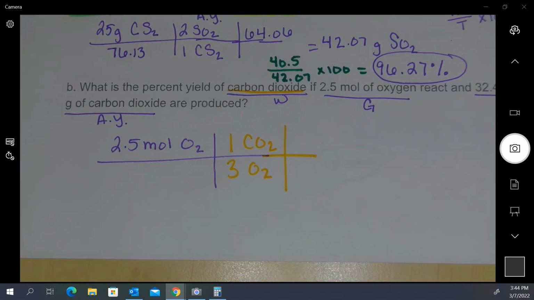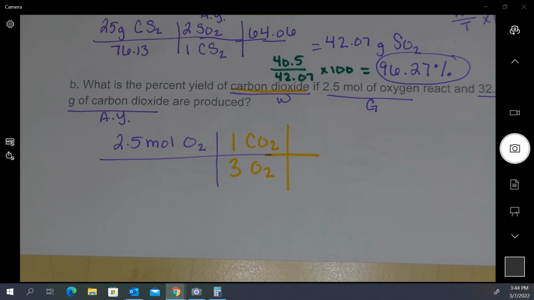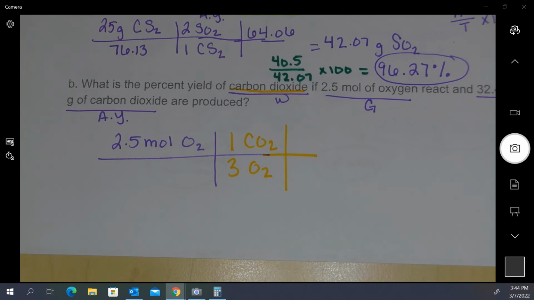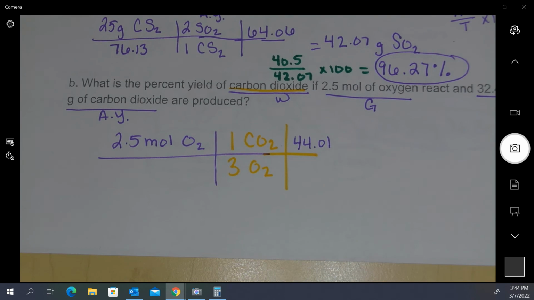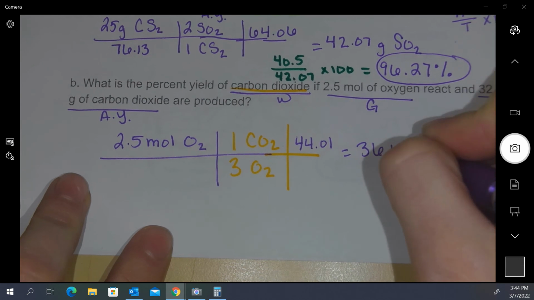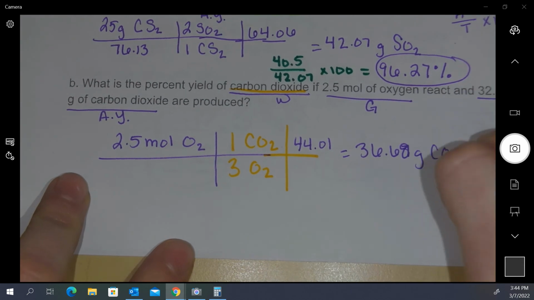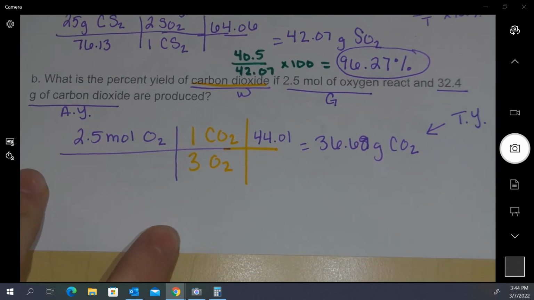Lastly, my unit for actual yield. What is my unit for my actual yield? Is it moles, liters, grams, particles? Grams. So the last step is I need to multiply times the molar mass of carbon dioxide, which is 44.01. So 2.5 times 44.01 divided by 3 gives us 36.68 grams of CO2. That is known as my theoretical yield.